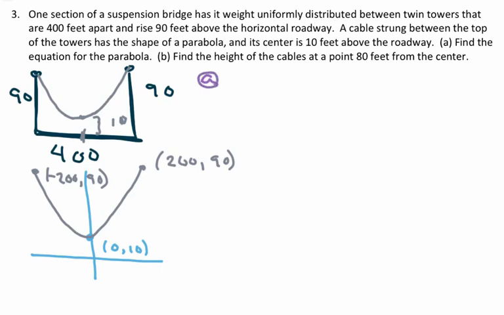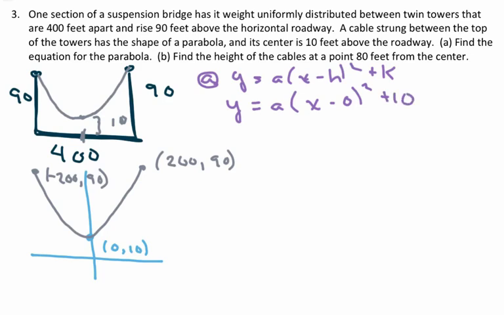So because we have the vertex and a point, we're going to use y equals a times (x minus h) squared plus k. So we're going to go ahead and first plug in the h and the k. So y equals a times (x minus h, which is 0) squared, plus k, which is 10. So it really ends up being ax squared plus 10. So what's happening is that our equation still isn't done because we don't have a.